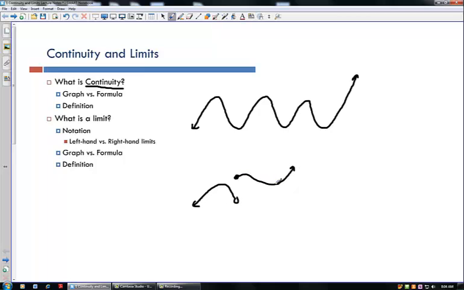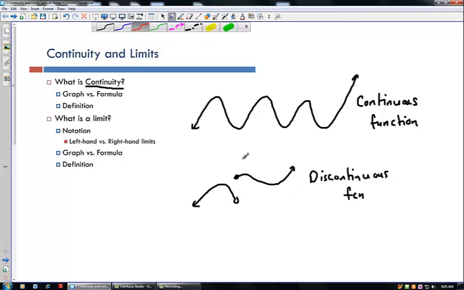So this is a graph of what we'd say is a discontinuous function, whereas this is a graph of a continuous function. Now, the only reason that this is discontinuous is you have a jump here. So if you focus on this red part here, you could say the red part is continuous, whereas if you look at the whole graph, drawn in black here, it's discontinuous.